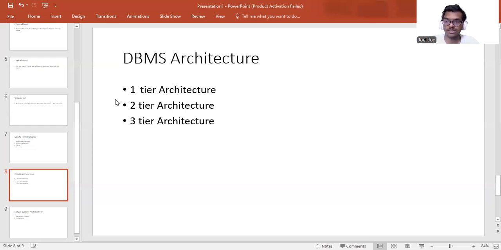One example of this is SQL, in which we set up our server on the laptop as well as our database on the local system. It is sometimes also referred to as a centralized system with single user system. The next is the two-tier architecture.